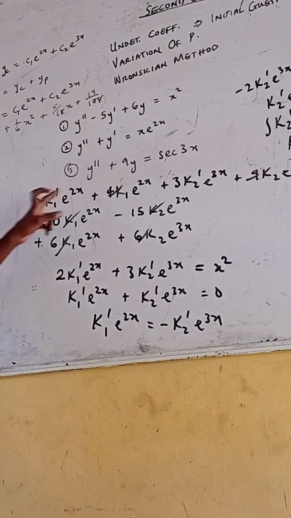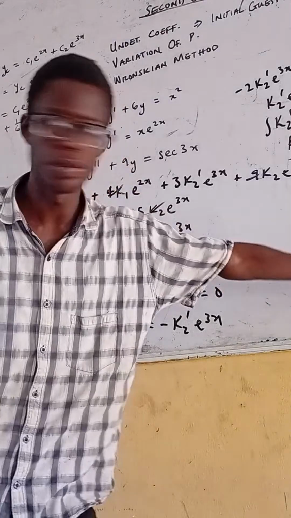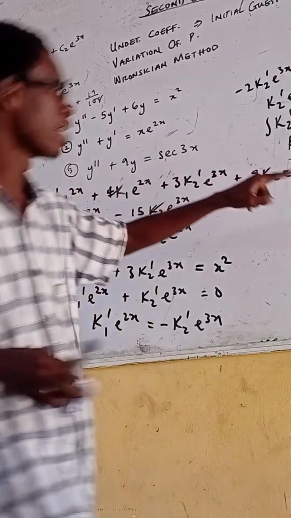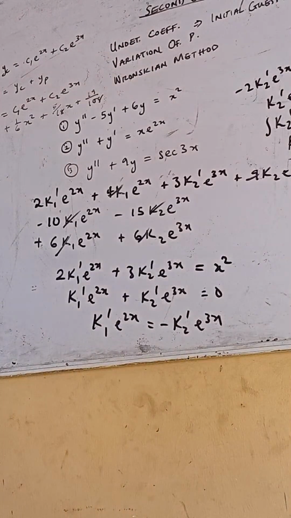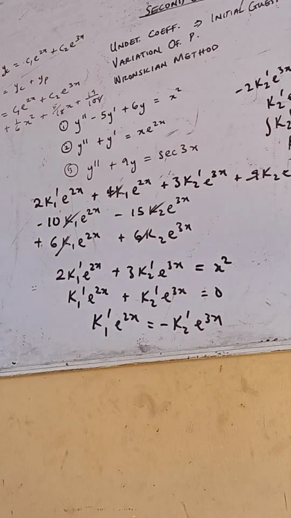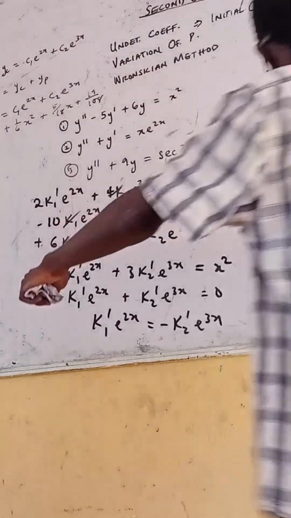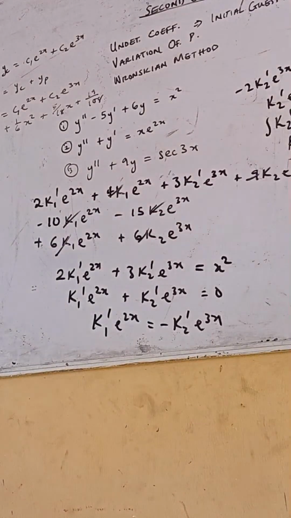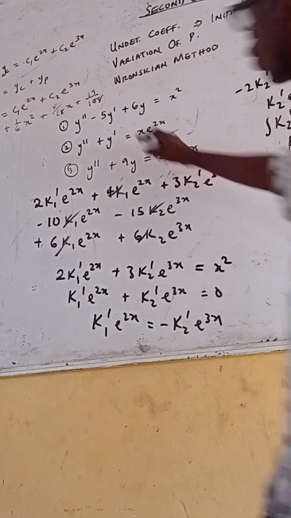Y double prime, I wrote it. Minus 5y prime, minus 5 of the y prime that I initially did. What was the y prime? It was 2k1, so I wrote it 2. 5 times 2 is 10. We are subtracting: minus 10 of this, minus 15 of this. Do you get it? Plus 6y.